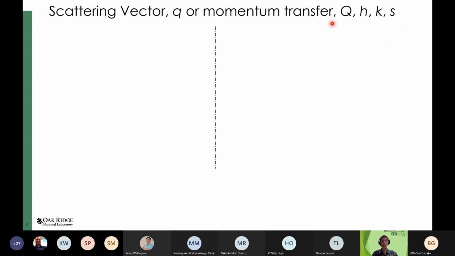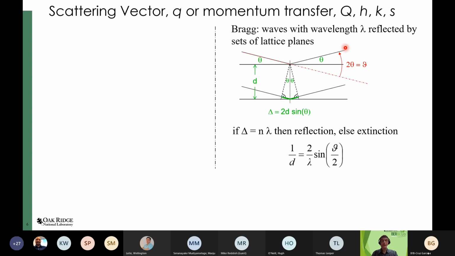But I'll be using Q today, and in this workshop we'll be using capital Q's and small q's. They mean the same thing in our context today. If you're familiar with Bragg's law in diffraction, then this is one way you can get into the meaning of what this Q is all about.